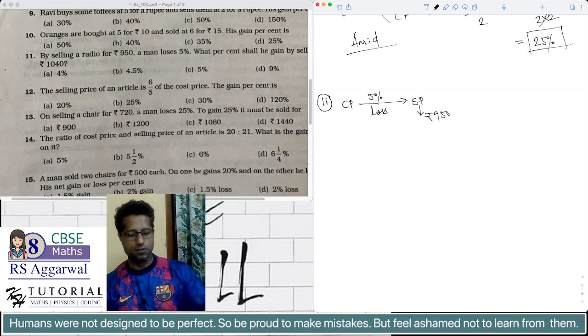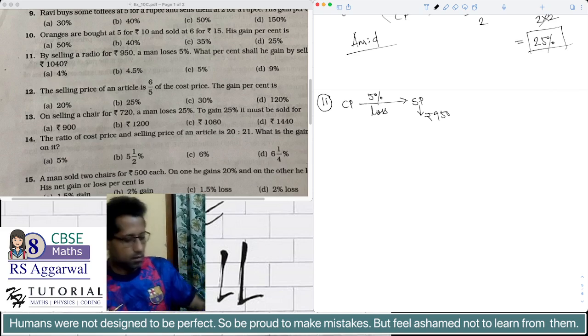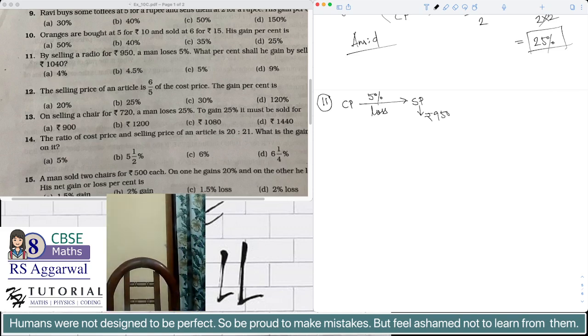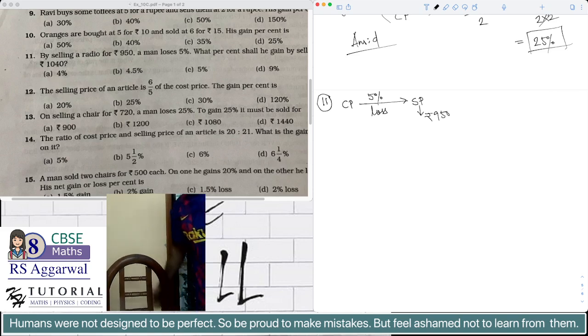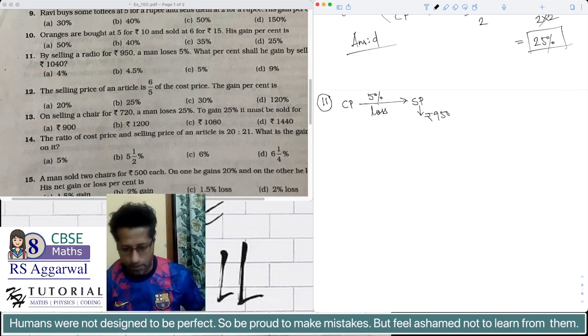Now from this information, excuse me friend, power has come, so I have switched on the fan.